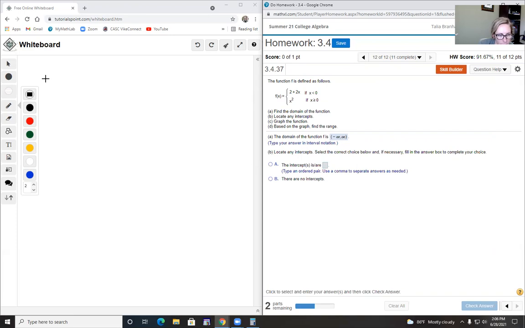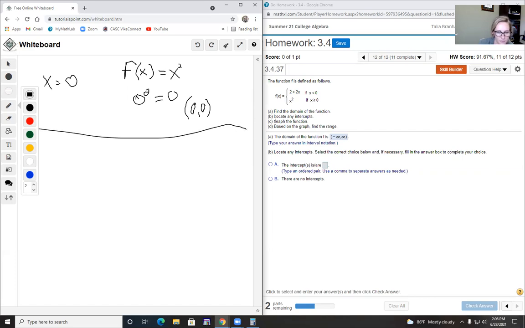Intercepts. Start with the easy one. So when we have x equals 0, we can look right here. This one has the equal to sign, so we would be using that function f of x equals x squared. So then we'd substitute our 0 in, so we would have 0 squared equals 0. So that means one of our intercepts, our x value is 0, our y value is also 0. So the origin is going to be one of our intercepts.